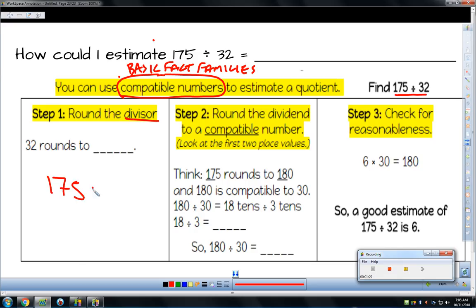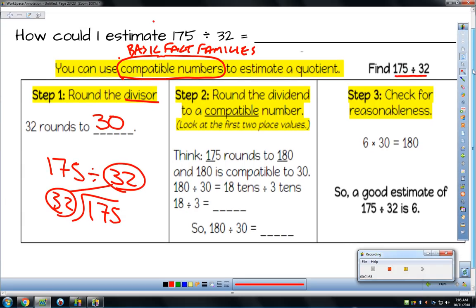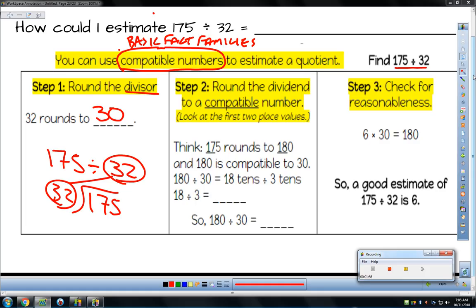Notice that this number, or if we had written it with the house, this number, is the divisor. That rounds to 30. That's our closest round number. We're looking for things that work well together. Now we need to round the dividend. The dividend is what we are actually dividing. Notice that I round 175 to 180.